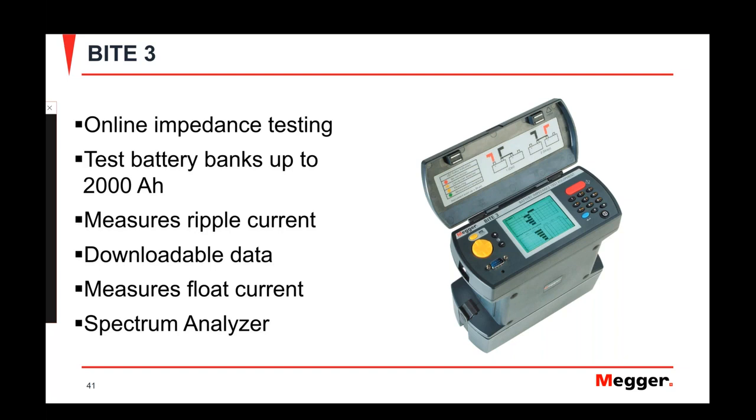The BITE 3 also has the ability to measure float current on the battery string. And another unique feature is the spectrum analyzer. The spectrum analyzer is going to give you the ability to examine the content of the ripple current on the batteries, and this can help you verify the health of your battery charger.